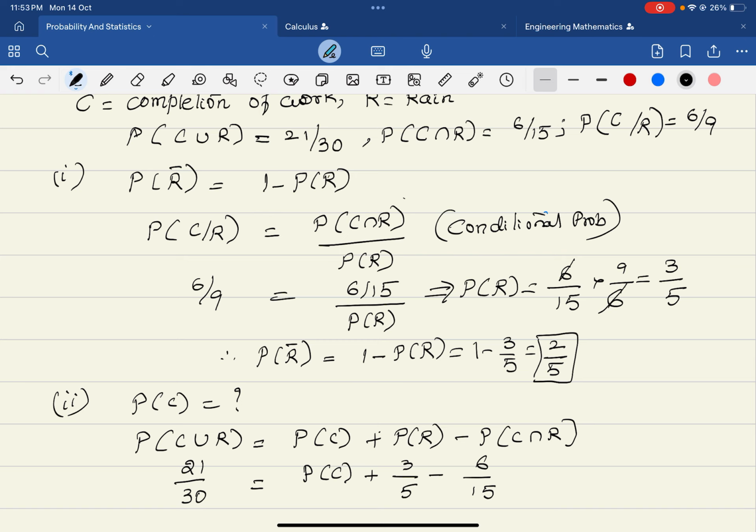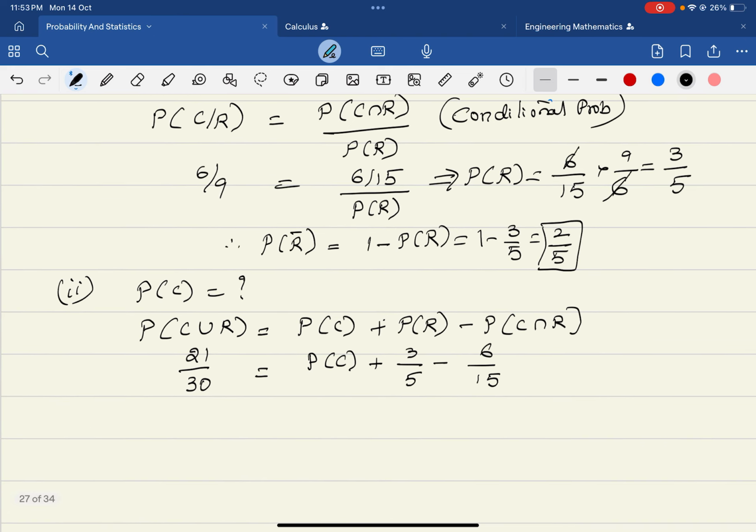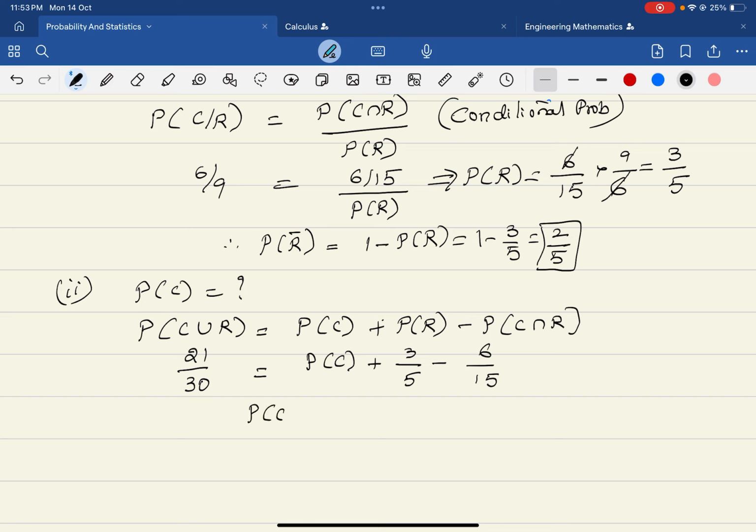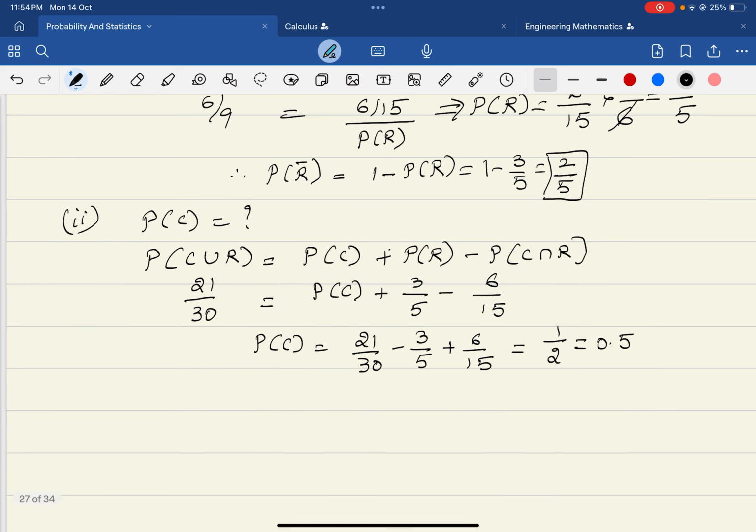So, this is what you will get. Now, let us see how to solve this. P of C is given by 21 by 30 minus 3 by 5 plus 6 by 15. When you do the calculation, you will get the answer as 1 by 2, which is 0.5. Okay. So, this is your P of C.